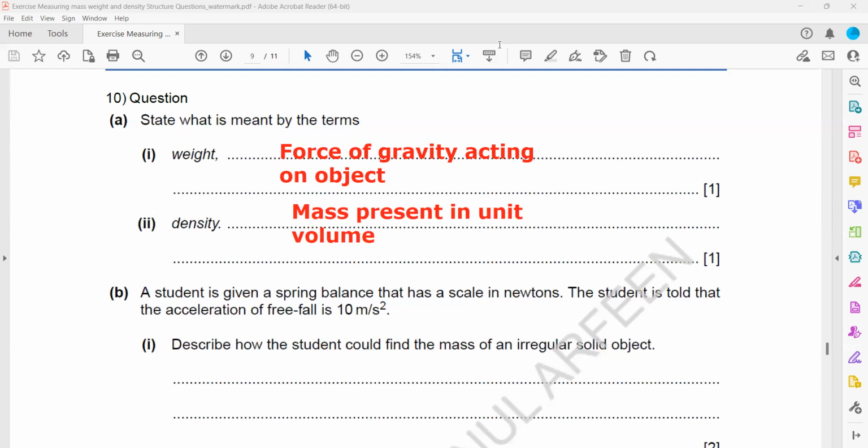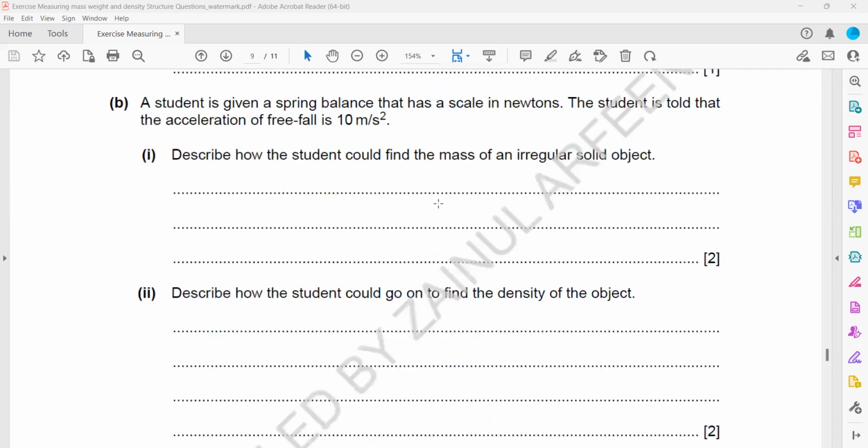A student is given a spring balance. The student is told that the acceleration of free fall is 10. Acceleration of free fall means the value of gravity. How could a student find the mass of an irregular solid? We will use a spring balance and find the weight. And then how to get the mass? Mass is equal to weight divided by gravity. So divide the weight by gravity, we'll get the mass.